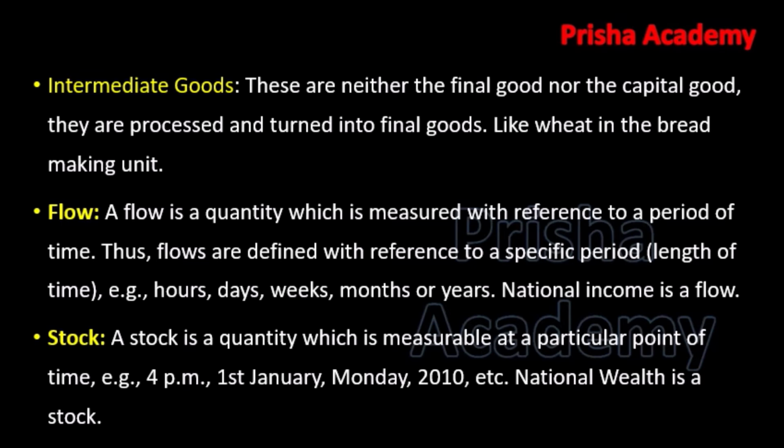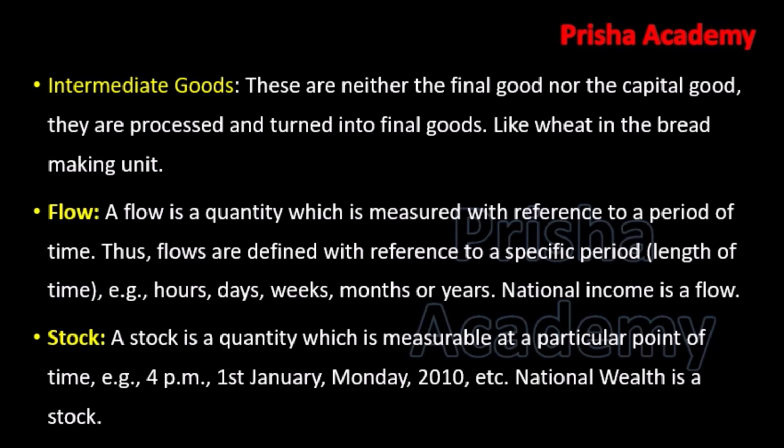Then these are two important concepts that you should know: flow and stock. A flow is a quantity which is measured with reference to a period of time. Thus, flows are defined with reference to a specific period of time, that is hour, days, week, months or year. National income is a flow. So flow is calculated for a particular period, say in one month, how much income we are receiving. So our monthly income is the flow.